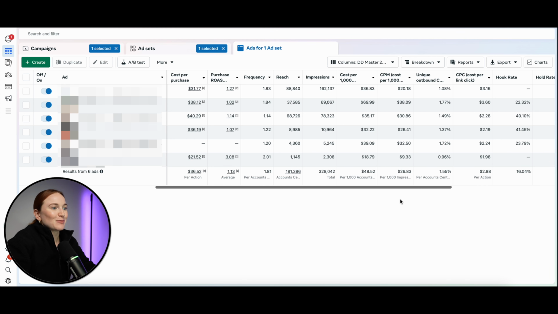Now, I know that you're probably looking at this CPM number and you're like, oh, mine are maybe a lot higher, maybe a lot lower. What is the average CPM? And the truth is that your CPM is highly dependent on your industry, right? And sometimes even specifically your product.